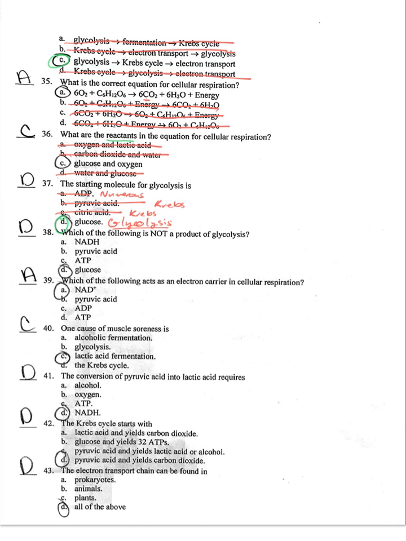So what is not the product of glycolysis? It's glucose, because the whole point of glycolysis, again, is to break up glucose. All three of these are a product of glycolysis. So the key is the word not.